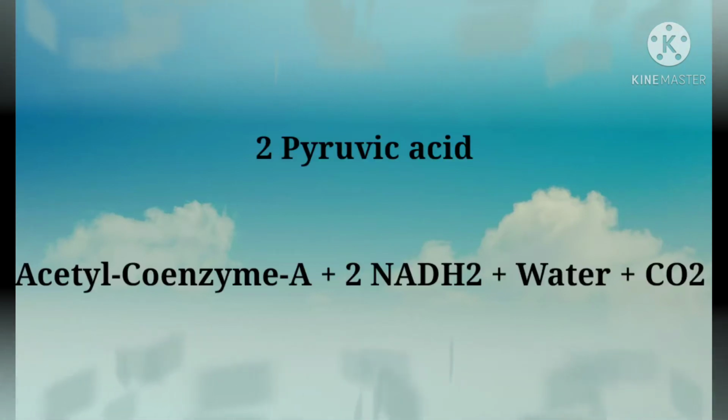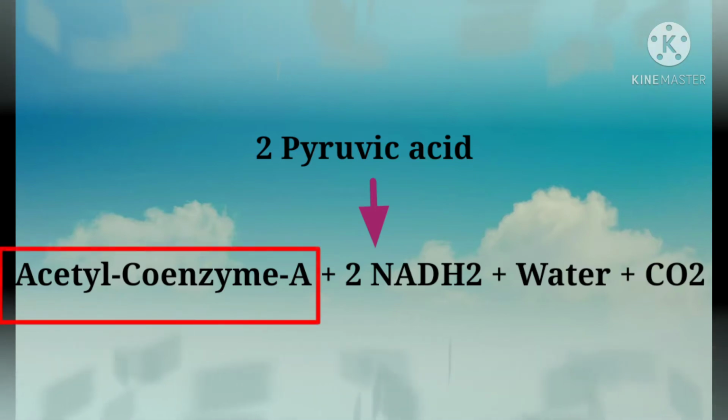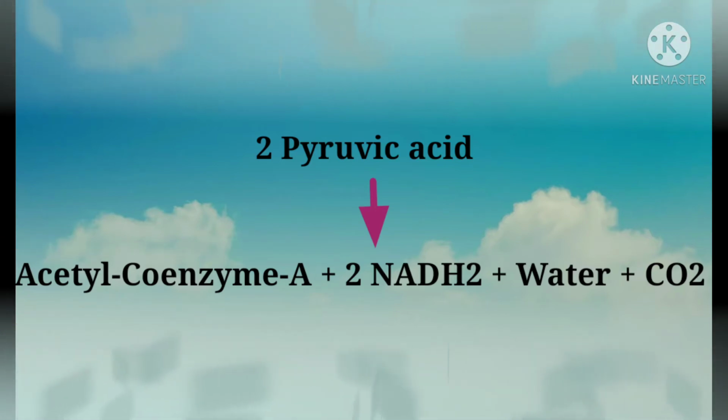Molecules of pyruvic acid formed in this process are converted into molecules of acetyl coenzyme A. That means pyruvic acid is converted into acetyl coenzyme A. Two molecules of NADH2 and two molecules of carbon dioxide are released during this process.